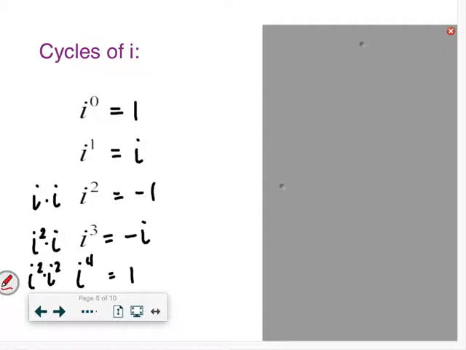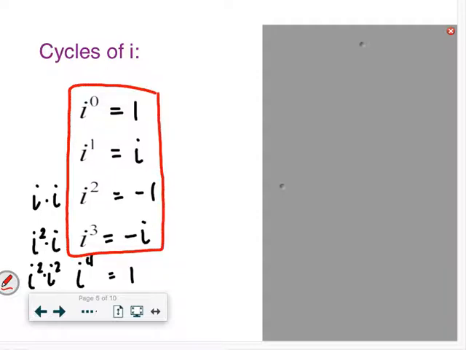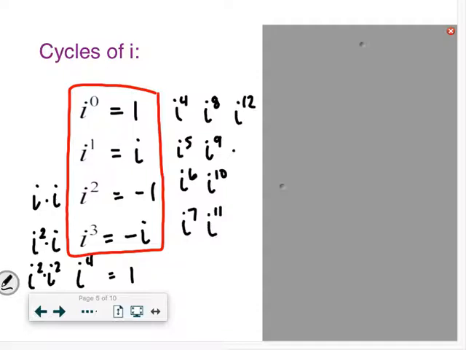So I'm going to highlight my cycles of i. It's got a lot of stuff up there. You have 4 cycles: i to the 0, i to the 1st, i cubed, i to the 4th. And then you repeat. So i to the 4th, i to the 5th, i to the 6th, i to the 7th, i to the 8th, i to the 9th, 10th, 11th, 12th, oh my gosh, 13, 14, 15. Okay, cool. So it's just going to keep going round and round and round, right?